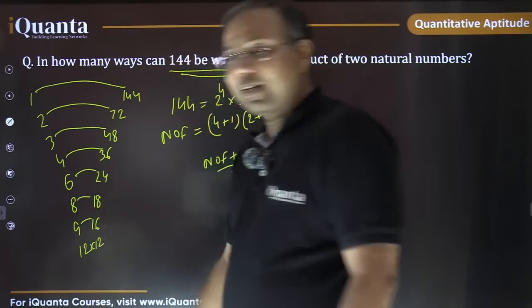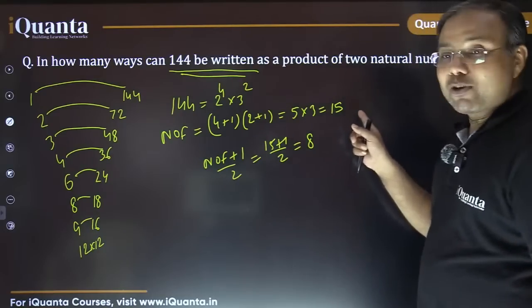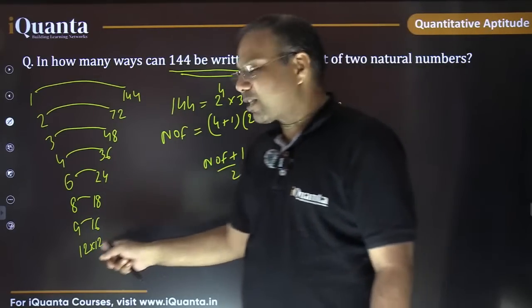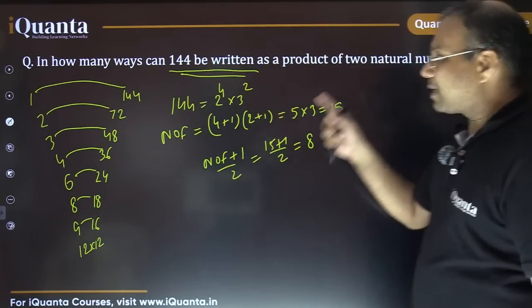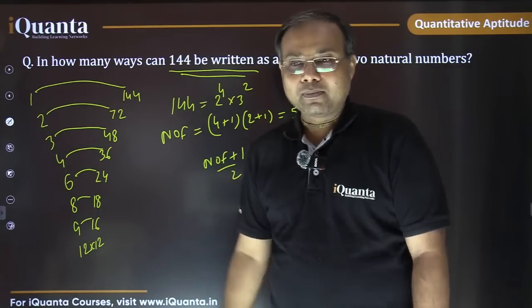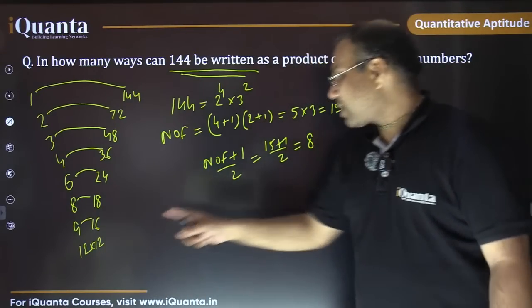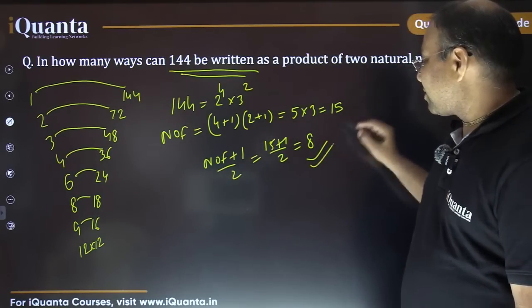So that is also a way. 12 was the middle factor here because there were a total of 15 factors. But while writing this number as a product of two natural numbers, this 12 can also be used with itself. So that will also make a pair. That's how we are adding that extra 12 here. So number of factors plus 1 by 2. So 8 is the right answer.